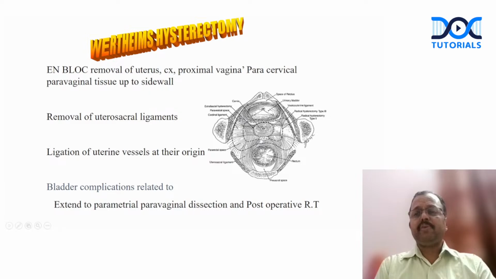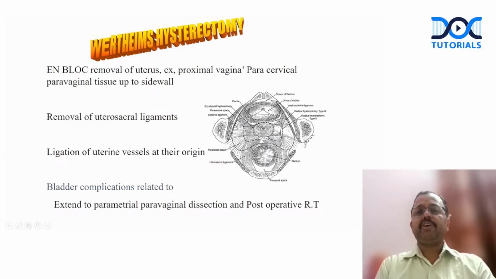But when you're going to remove the uterus, the parametrium, and go up to the pelvic side wall, it becomes a type 3. So whenever we go laterally, you should remember that the parametrial and paravaginal dissections can lead to some bladder complications. So this is something that you need to be aware of.